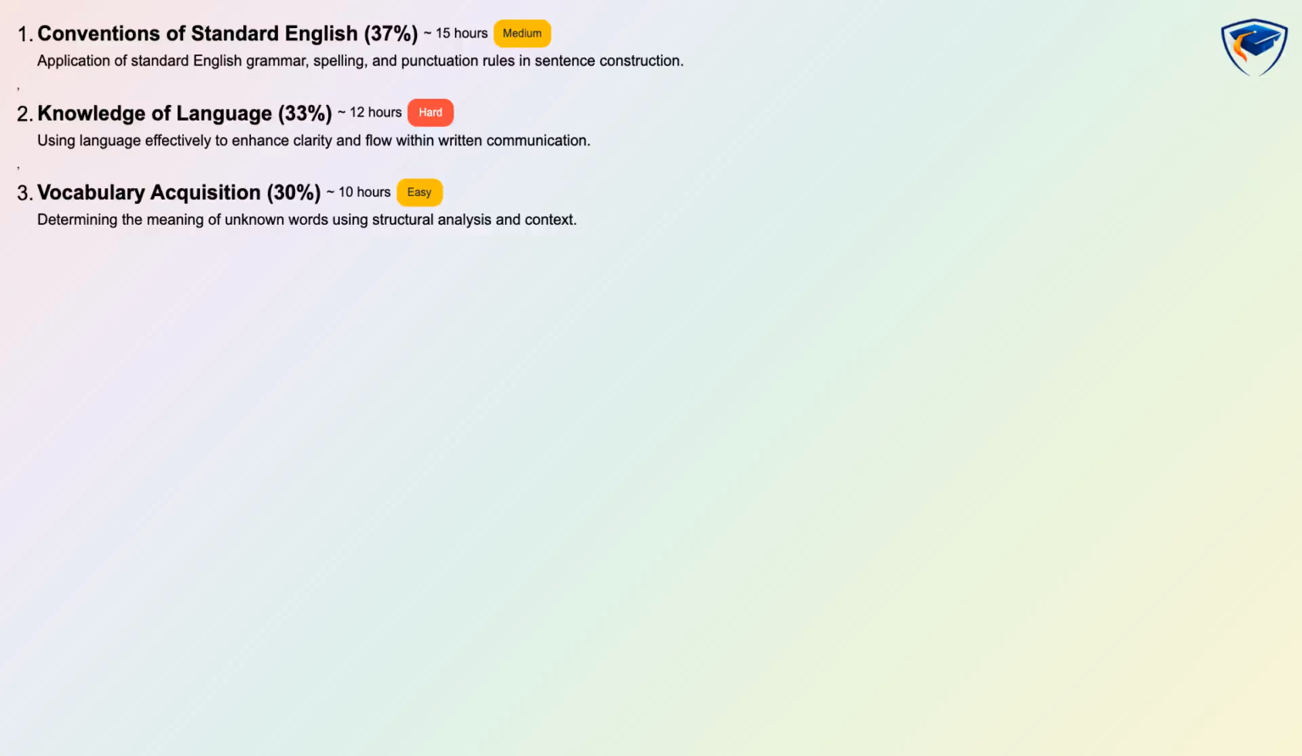Conventions of standard English is 37%, knowledge of language is 33%, and vocabulary acquisition is 30%. Across all domains the assessment type is conceptual plus scenario-based, and the total suggested study time adds up to 37 hours, with difficulty levels ranging from medium for conventions, hard for knowledge of language, and easy for vocabulary.